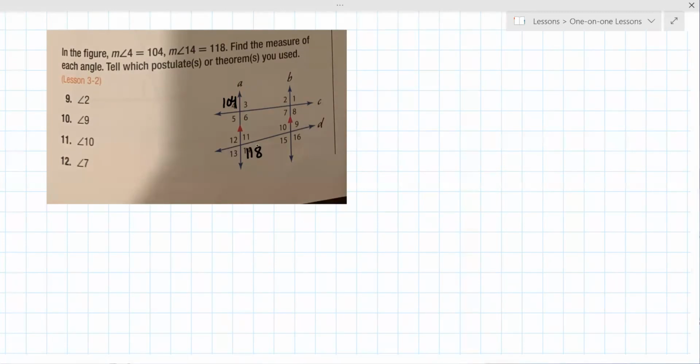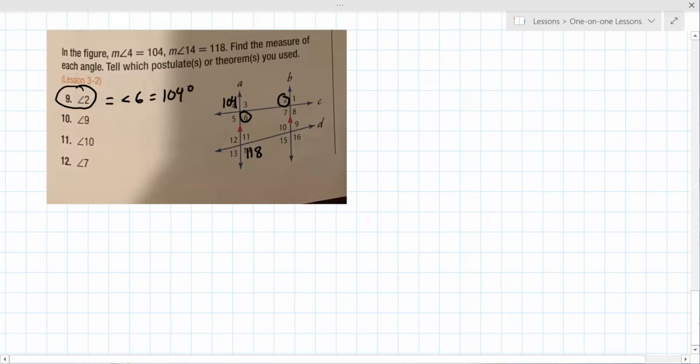Like, let's look at angle 2. I like to start with where angle 2 is and then try to find something that's equal to it. Like, see how angle 6 is equal to angle 2? Those are alternate interior. So angle 6 and angle 4, they're the same because of vertical angles. Okay, so as a result, this is equal to angle 6, which is equal to 104 degrees.